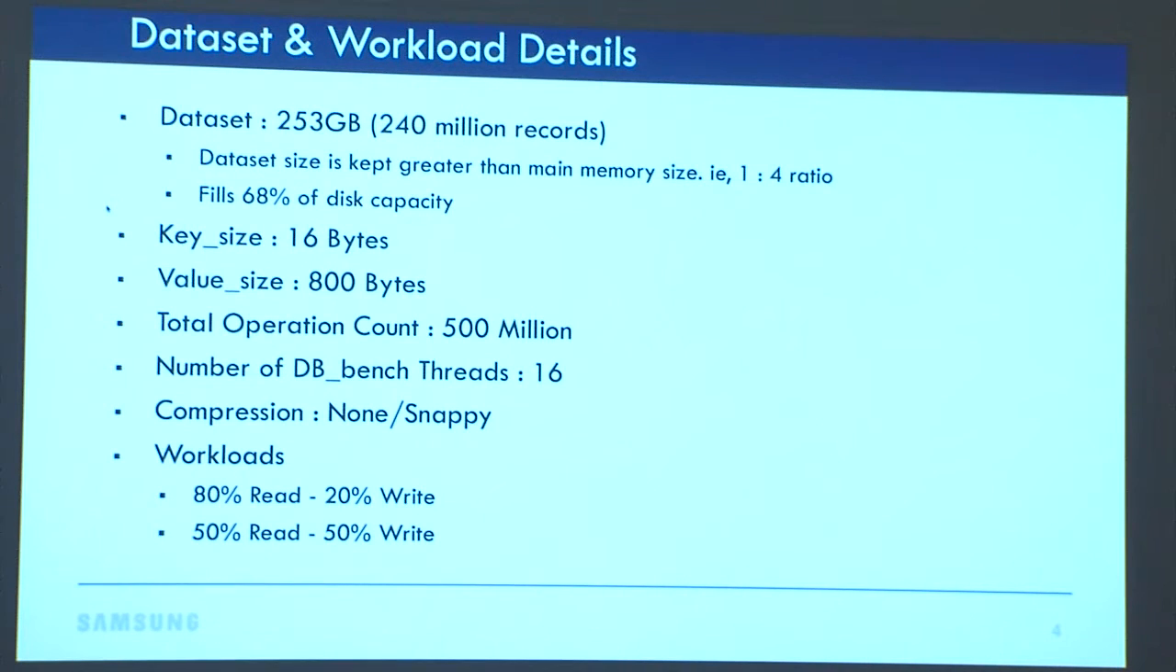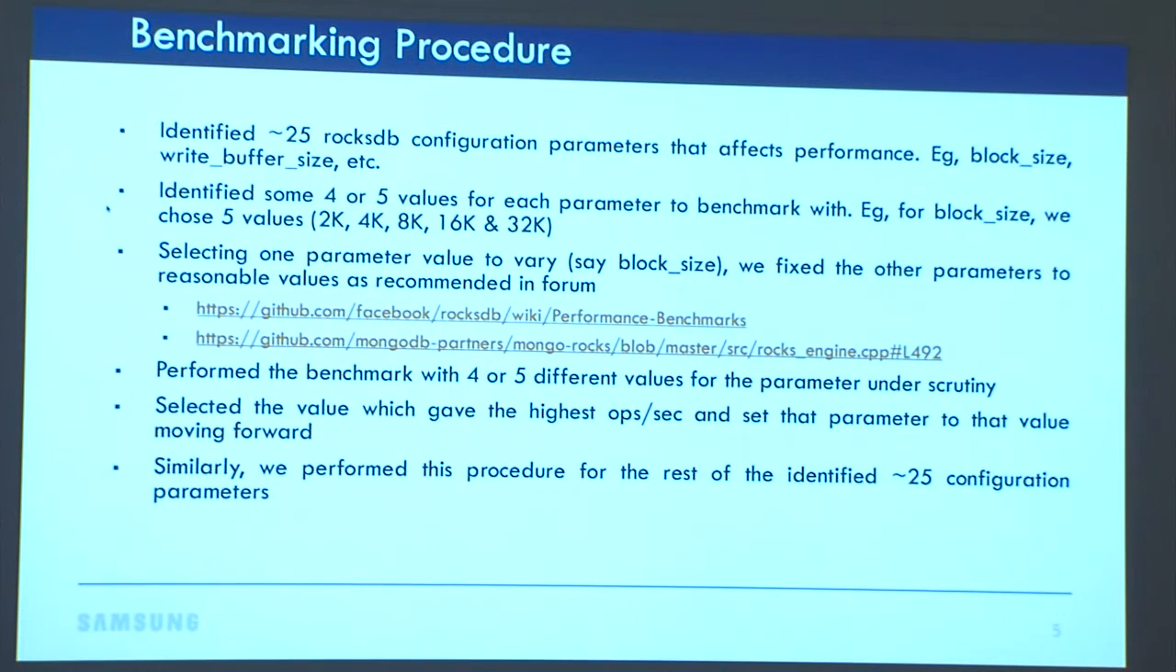And the different workloads that we tried to optimize the values for are 80% read and 20% write, with and without compression. When I say compression, we used snappy compression for the level thing, and also 50-50 read and write with and without snappy compression. So the benchmark procedure that we followed is this. We basically identified around 25 configuration parameters and then started with some set of values, say for example 4 to 5 values for each of those parameters.